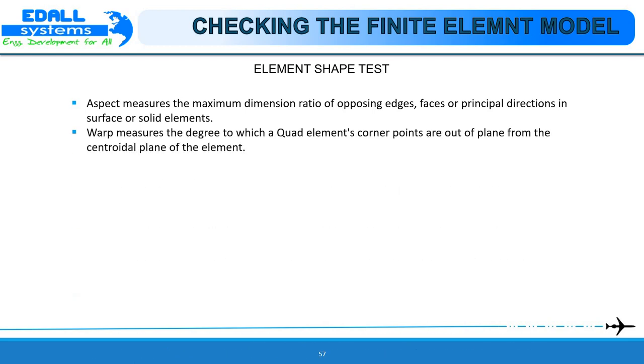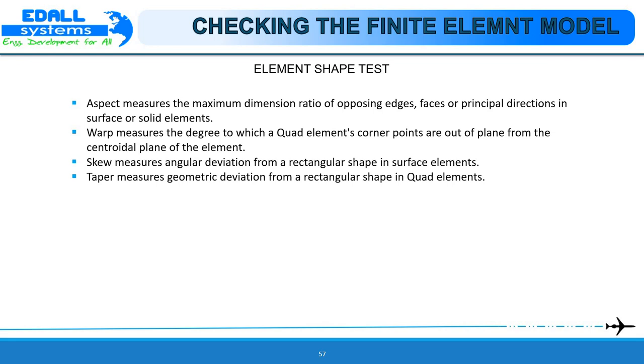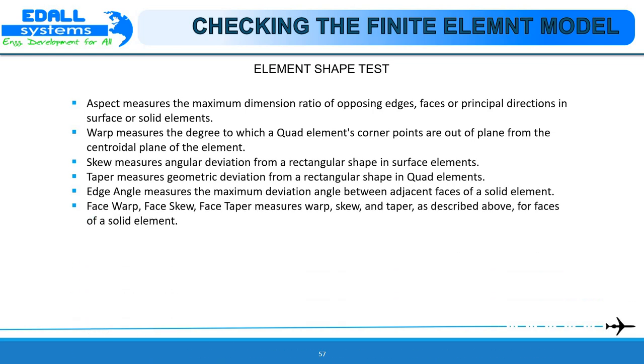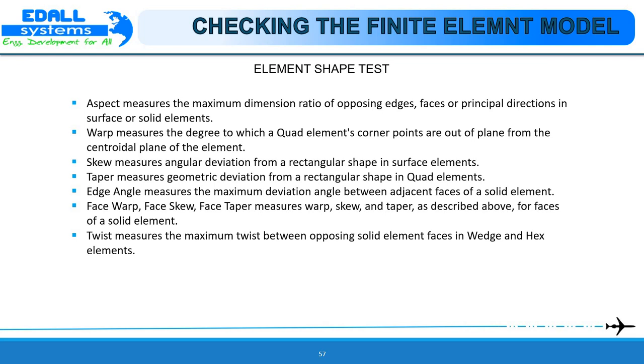Warp measures the degree to which a quad element's corner points are out of plane from the centroidal plane of the element. Skew measures the angular deviation from a rectangular shape in a surface element. Taper measures the geometric deviation from a rectangular shape in a quad element. Edge angle measures the maximum deviation angle between the adjacent faces of the solid element. Face warp, face skew, and face taper measure warp, skew, and taper as described above for faces of a solid element. Twist measures the maximum twist between opposing solid element faces in wedge and hex elements.